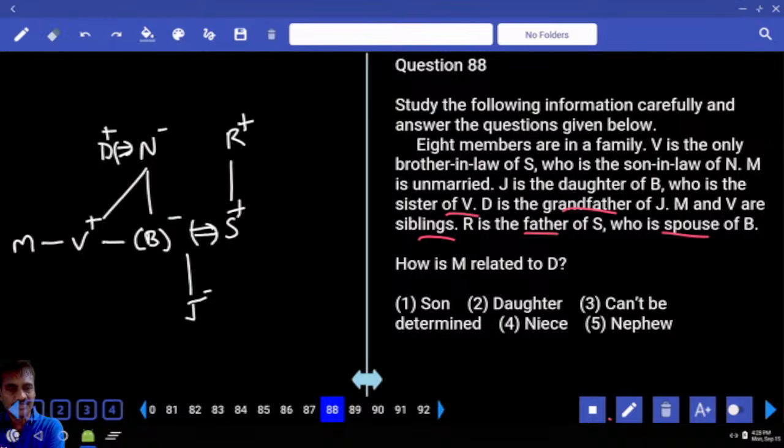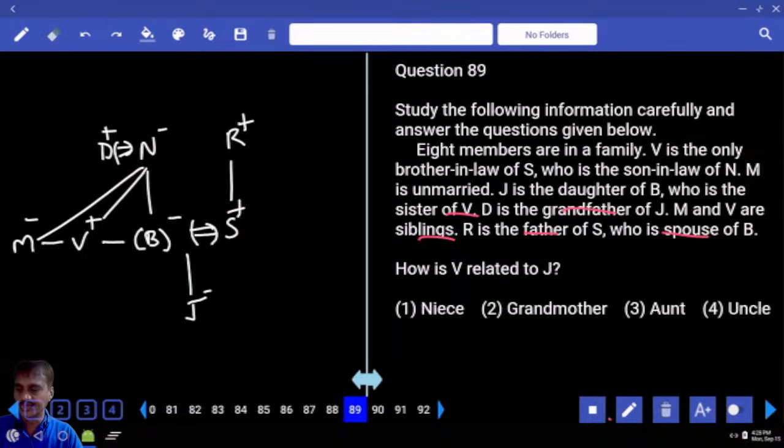Then what is the gender of this M? Female. Why is it female? Only 1 daughter, so this person. Only 1 brother-in-law, so this person is female. How is M related to D? Daughter. Daughter, that is choice 2 for 88.